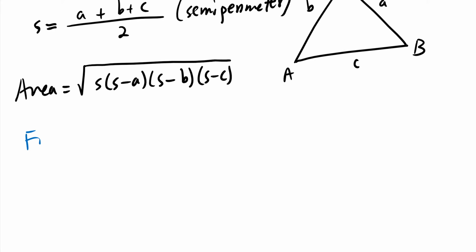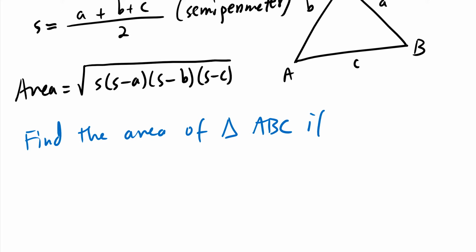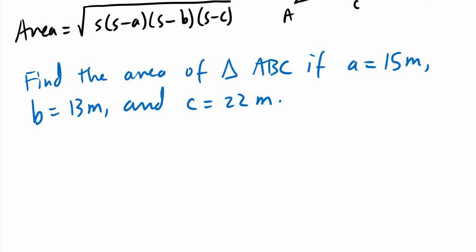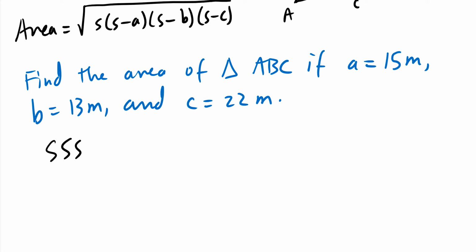How do we apply this to an actual example? So let's say find the area of triangle ABC if a is 15 meters, b is 13 meters, and c is 22 meters. Okay, now you can tell they only give me sides, no angles, so that's the SSS case. We use Heron's formula.